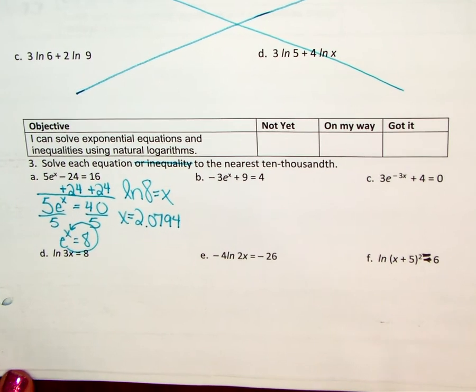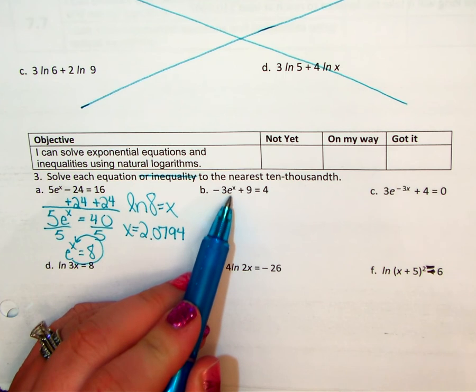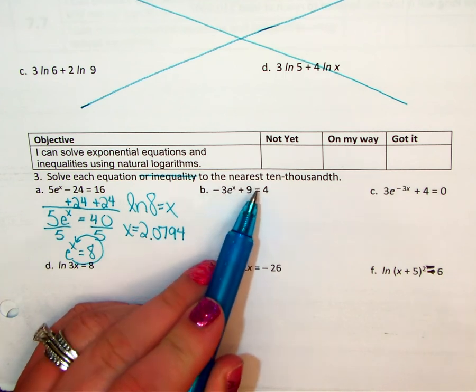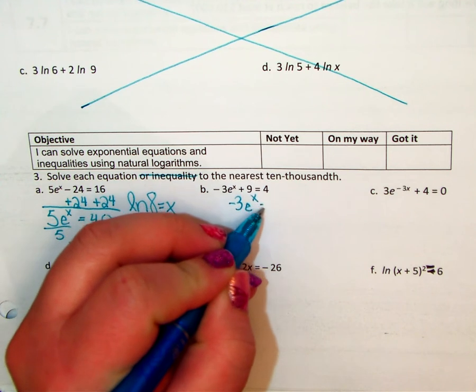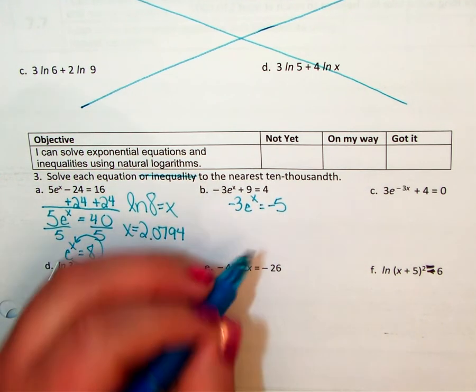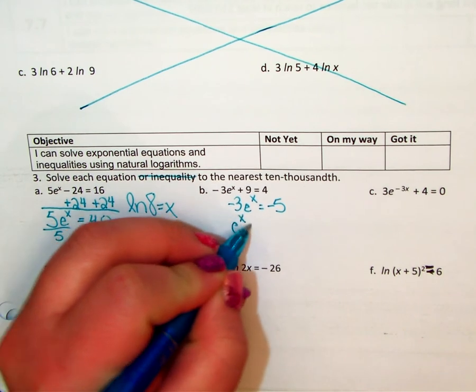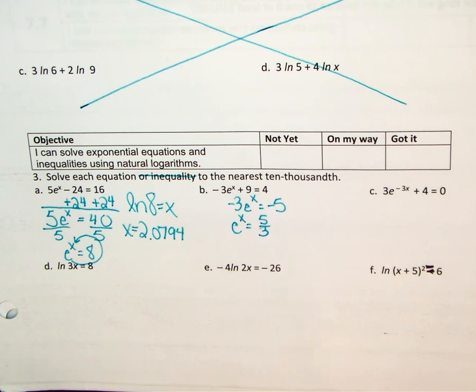Let's take a look at the next one. This one we are going to work to get this e to the x all by itself. So that means I have to subtract 9 from both sides. Divide by -3 on both sides. And I've got that e to the x by itself. I'm kind of out of all of my steps. I can't add, subtract, multiply, divide to get x alone. I have to use logs.